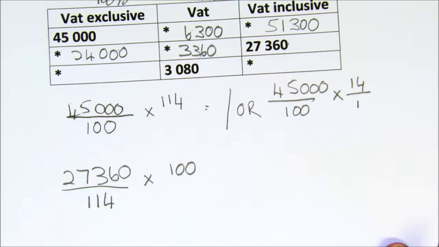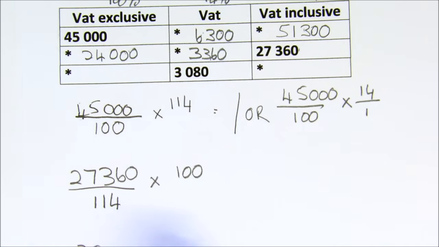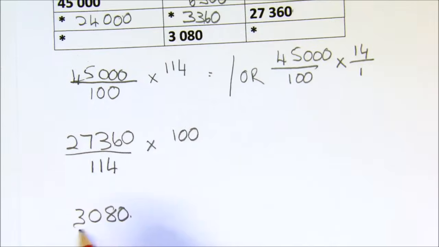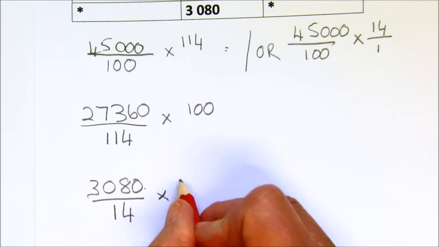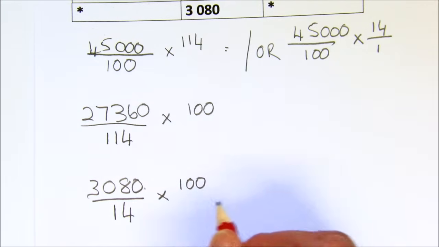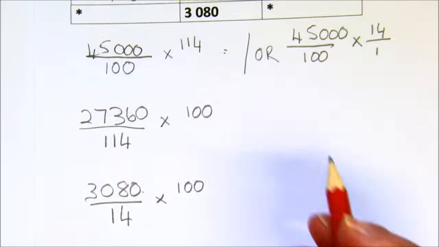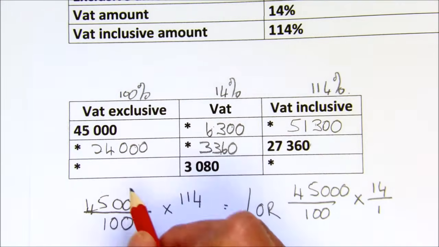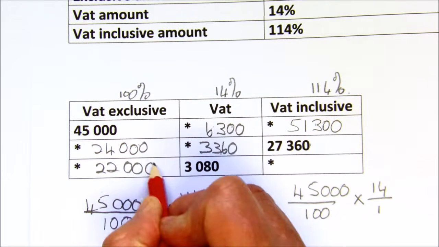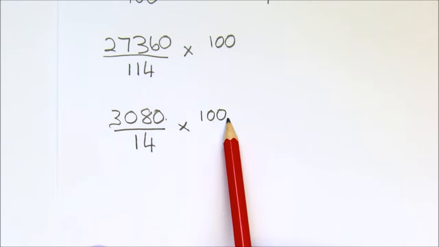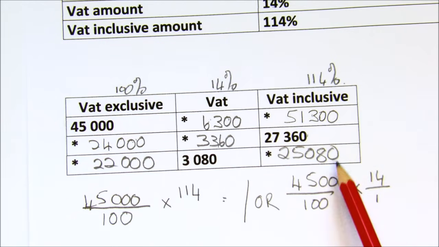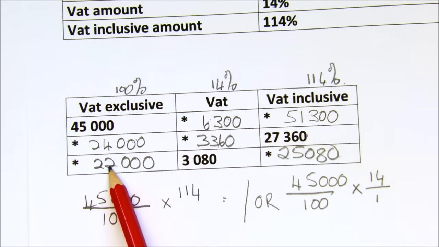Now, the same principle applies if they give you the VAT amount. Ask yourself, what are you given? You're given VAT. VAT is equal to 14%. That's what the VAT amount is. Now, either times by 100 or times by 114. And so, if I'm timesing by 100, I'll get the exclusive amount of 22,000 plus the VAT, and I'll get 25,080. Or, had I times this by 114, I would have calculated the inclusive and then I would have minused.